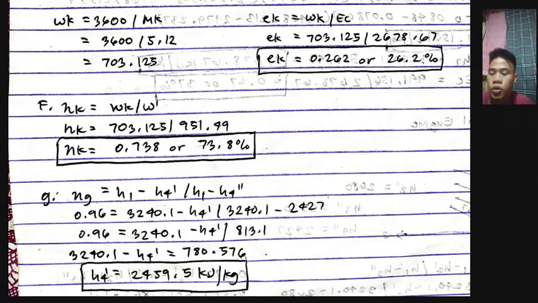3240.1 for the value of H sub 1, and for the value of H sub 4s is 2427. And by calculating it, we got the answer for H sub 4 equals 2459.5 kilojoules per kilogram.